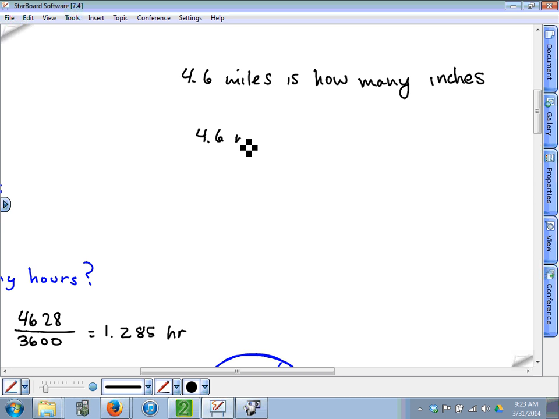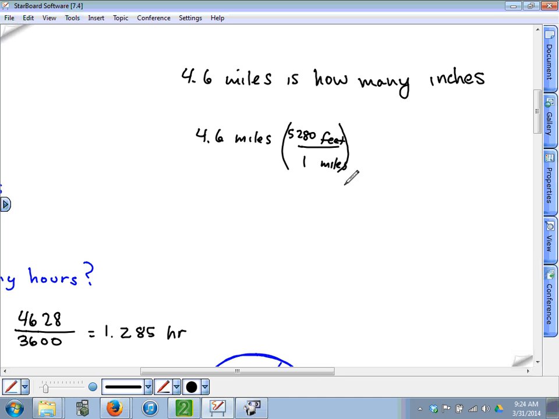So 4.6 miles needs to be multiplied by a conversion factor, and it's the miles that I'm trying to cancel. So on my conversion factor, where does miles need to go? Bottom. How many feet go to a mile? 5,280 feet are equal to 1 mile.